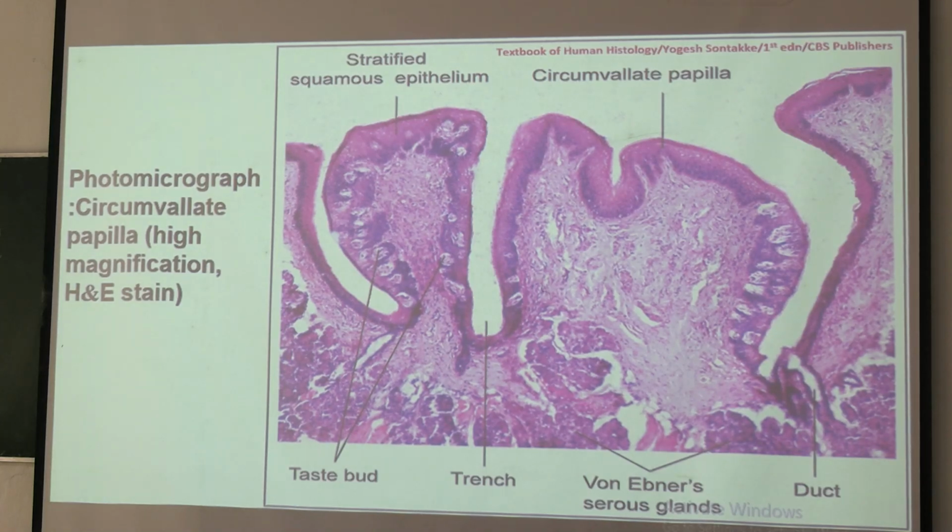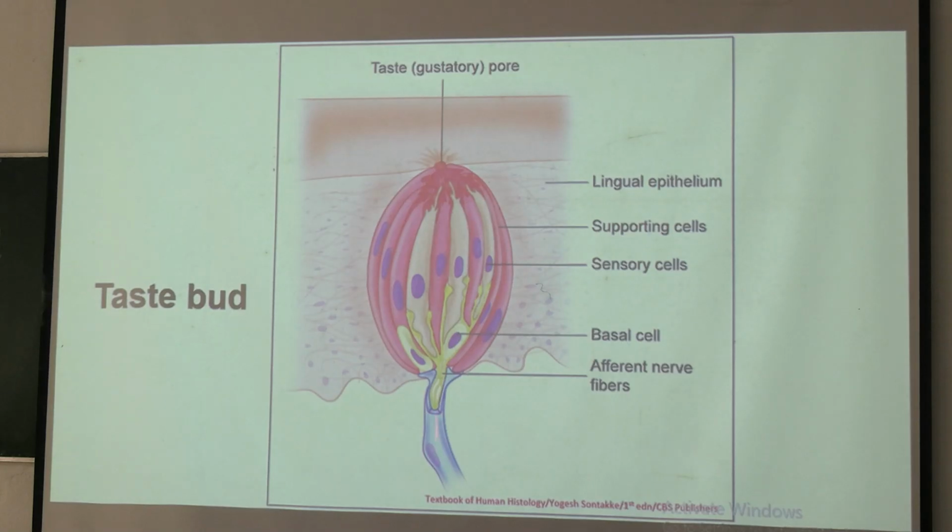So like this it will look under the microscope. See the structure of taste bud. These are the sensory cells connected to the nerve fibers, some basal cells and the supporting cells, and this whole structure is embedded within the epithelium, and here is the taste pore or gustatory pore.